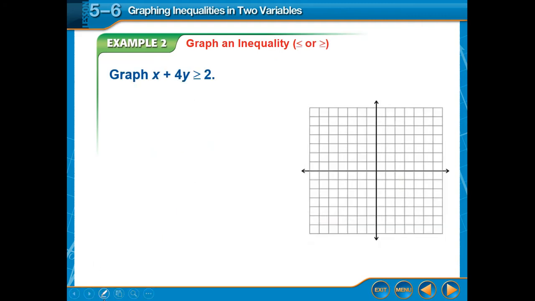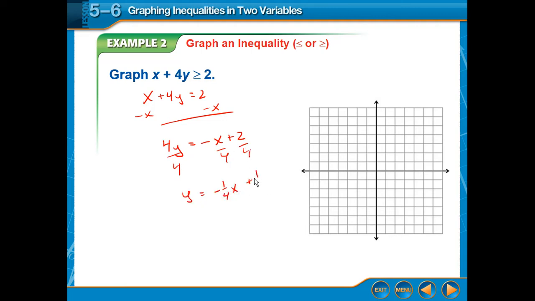For number 2, it's the same idea. We want to find the boundary first. To do that, I want to get y by itself. So I'm going to subtract x from both sides. I'm going to graph it as if it was equal. So I subtract x, and I get 4y equals negative x plus 2. And divide everything by 4, and I get y equals negative 1/4 x plus 1/2, which means it starts at 1/2. That's my b. And then my slope is negative 1/4.